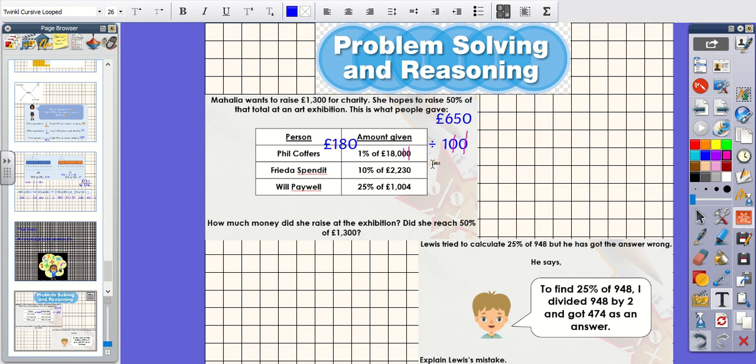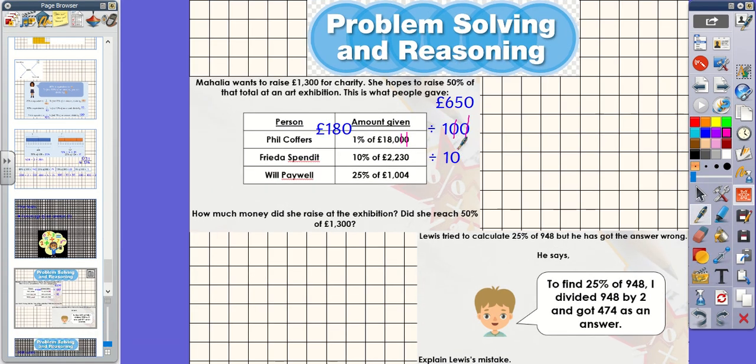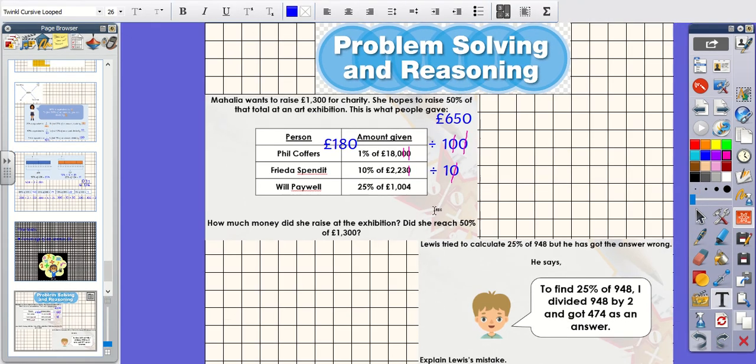Okay, put that there. Frida Spendit, 10%. I know if we need to find 10%, we have got to divide by 10. I can see that my number ends in a 0, so I'm going to cancel out my 0 on 10, cancel out my 0 there. How much money has Frida Spendit given us? She has given us £223.